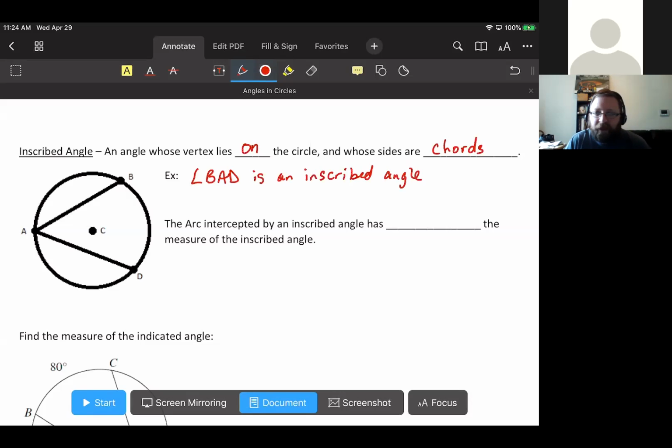Now, inscribed angles have a different property than central angles, and this is where the confusion usually arises for geometry students. They get central angles and inscribed angles confused. Central angles are equal to the intercepted arc, and inscribed angles are half of the intercepted arc. So the arc intercepted by this inscribed angle has twice the measure of the inscribed angle, which means the measure of arc BD is equal to 2 times the measure of angle BAD.